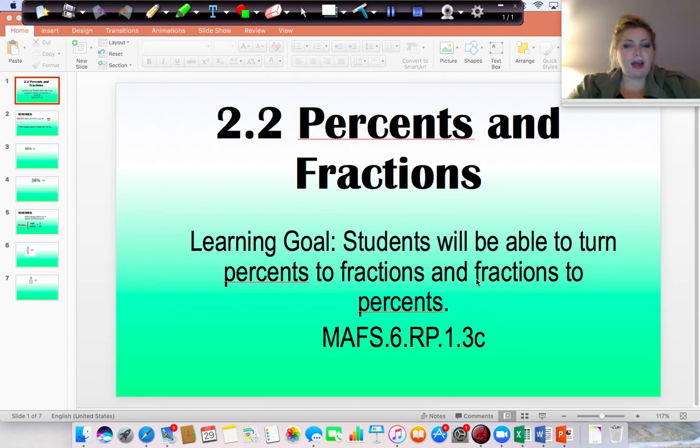Today we are doing Chapter 2, Lesson 2, and it is on percents and fractions. Our learning goal is that students will be able to turn percents to fractions and fractions to percents. Our Florida State Standard is Ratios and Proportions 1.3c, again.